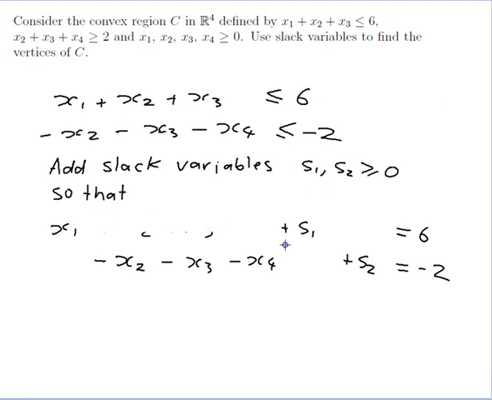If all of these variables are 0, I get x1 is 6 and s2 is -2. And I could do that by actually looking at the matrix as well. Let's look at the matrix.